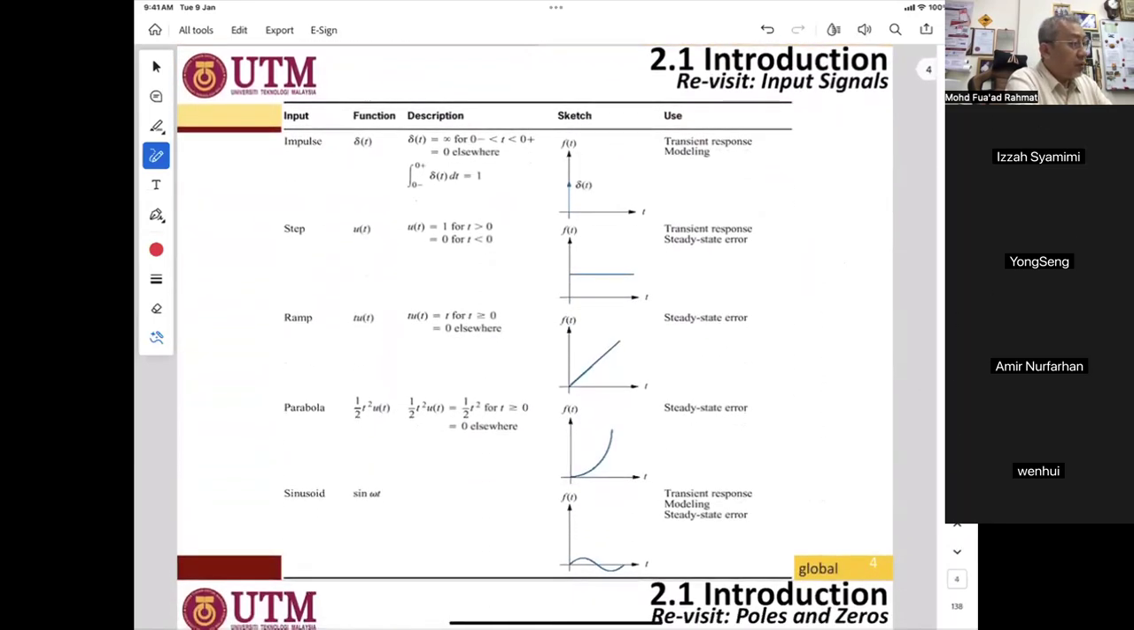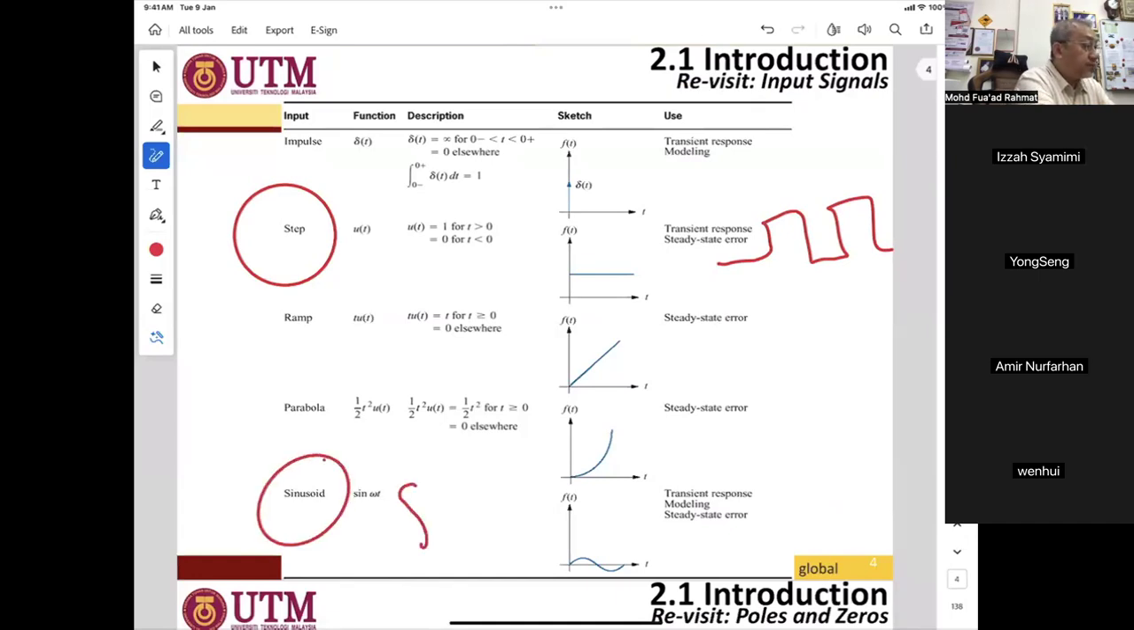As you know, for any control system, we have a lot of inputs: impulse, step, ramp, parabolic, and sinusoid to design the controller. So usually we use a step response, which is the square wave, as the input of the system. As well as others, which are ramp and parabolic. For sinusoidal, we apply this in frequency domain.